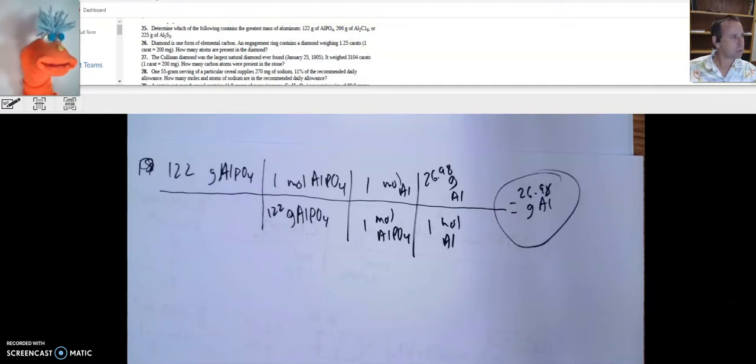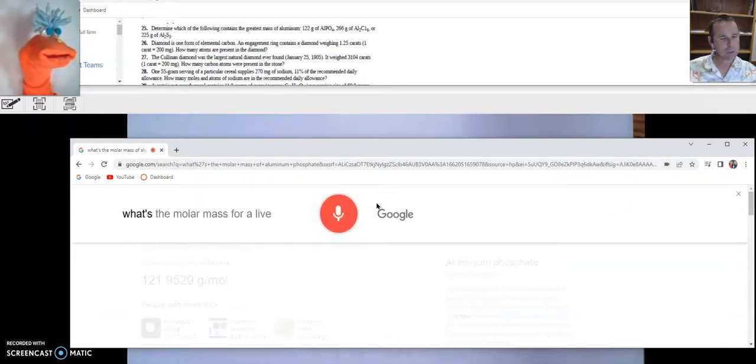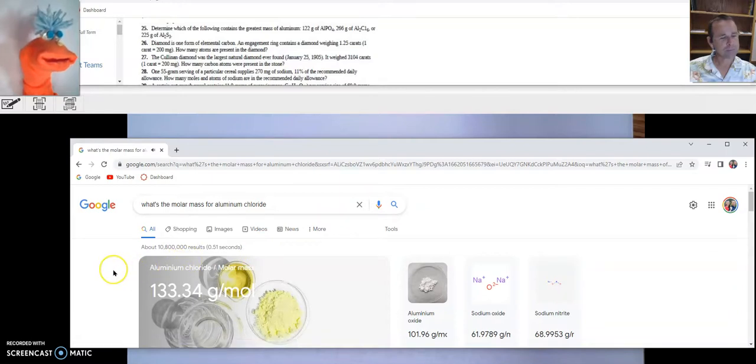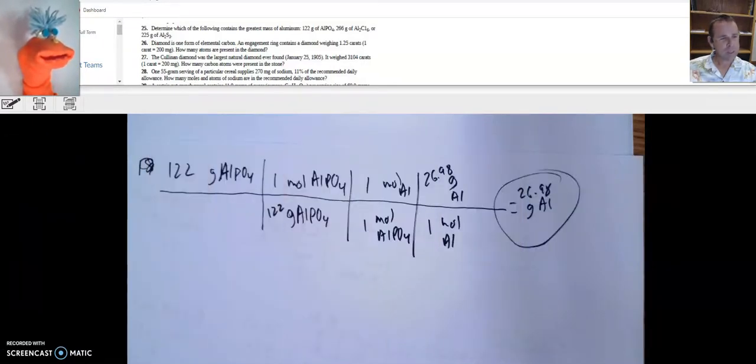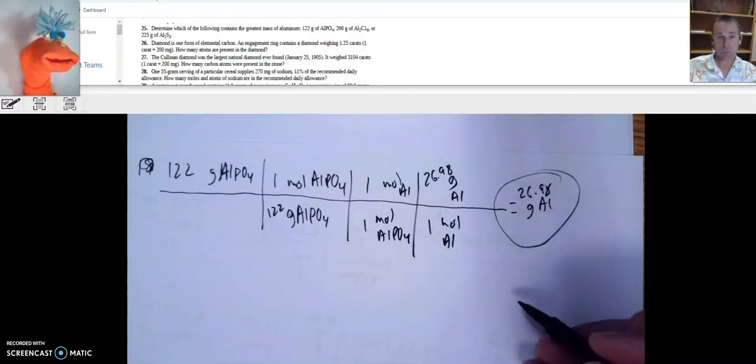What's the molar mass for aluminum chloride? You think it's 266? Probably. What's the molar mass for aluminum chloride? According to Wikipedia, aluminium chloride, also known as aluminium trichloride, is an inorganic compound with the formula aluminium chloride. Okay, so what does that tell us? 266. That's twice 133. So that tells us we had 2 moles of that material.